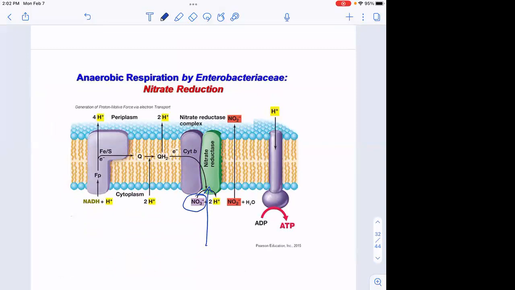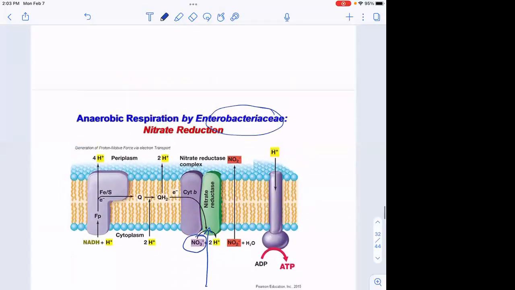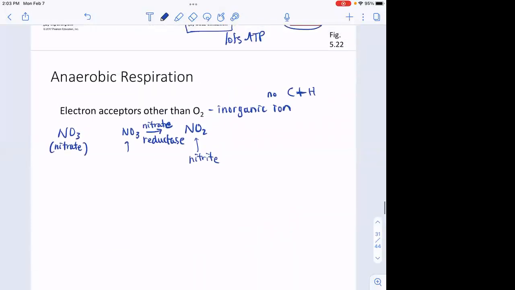We don't make that. We are not able to do that. But a lot of bacteria can. This whole big group, the Enterobacteriaceae, E. coli is in that family of bacteria. So a lot of organisms can do that.